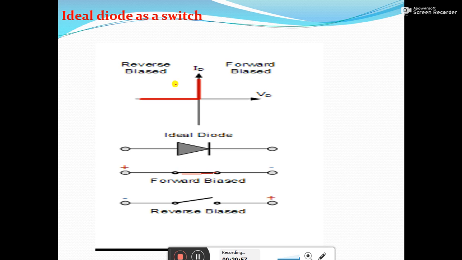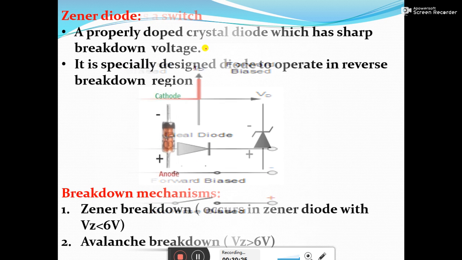And whenever it is reverse biased, the junction width increases, which means there will be no current, or a very small current. For an ideal diode you can consider that infinite resistance is offered whenever it is reverse biased, and the diode acts like an open switch. Whenever it is forward biased, it offers very small resistance, approximately zero, and it acts like a closed switch. This is the operation of the diode, or you can use the diode as a switch.